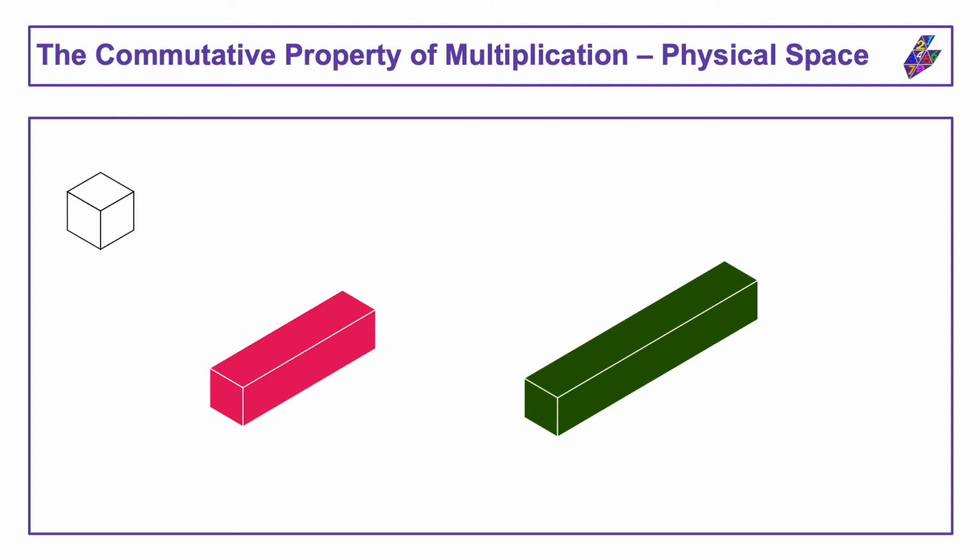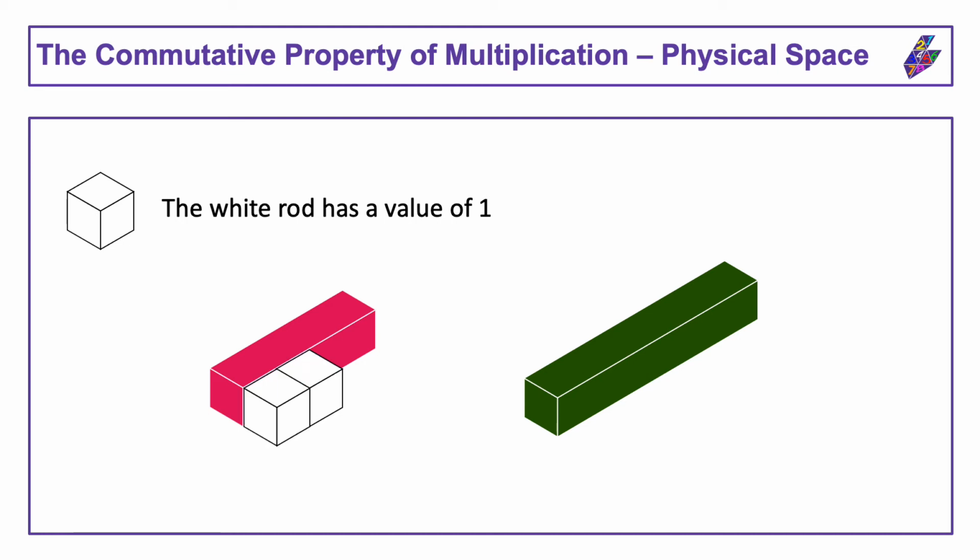We'll look at one more example just to see this in terms of the physical space that something is taking up. We'll use a set of coloured rods for this, and for this video, the white rod will have a value of 1. This means that the pink rod has a value of 4, and the dark green rod has a value of 6.